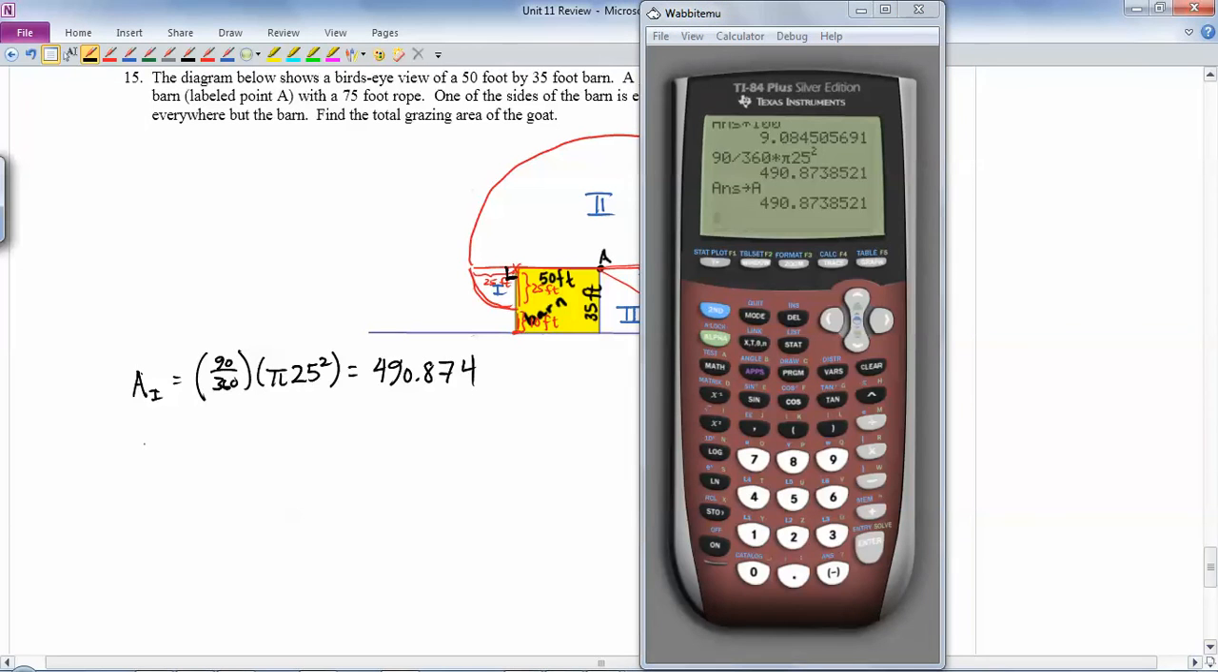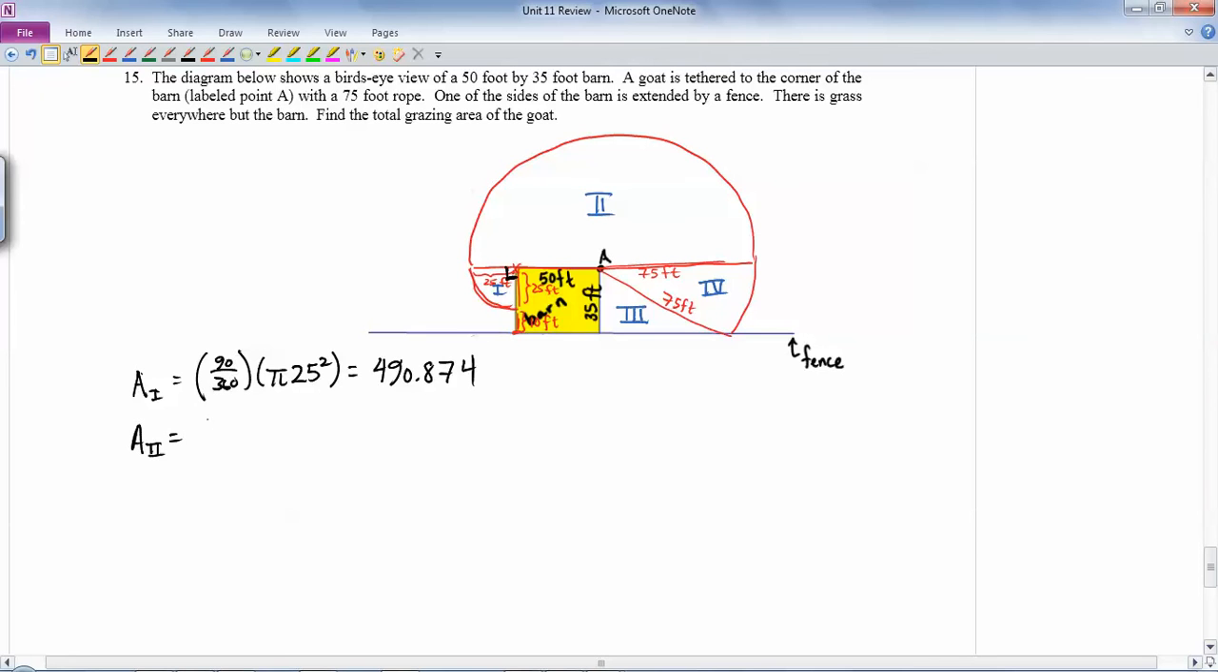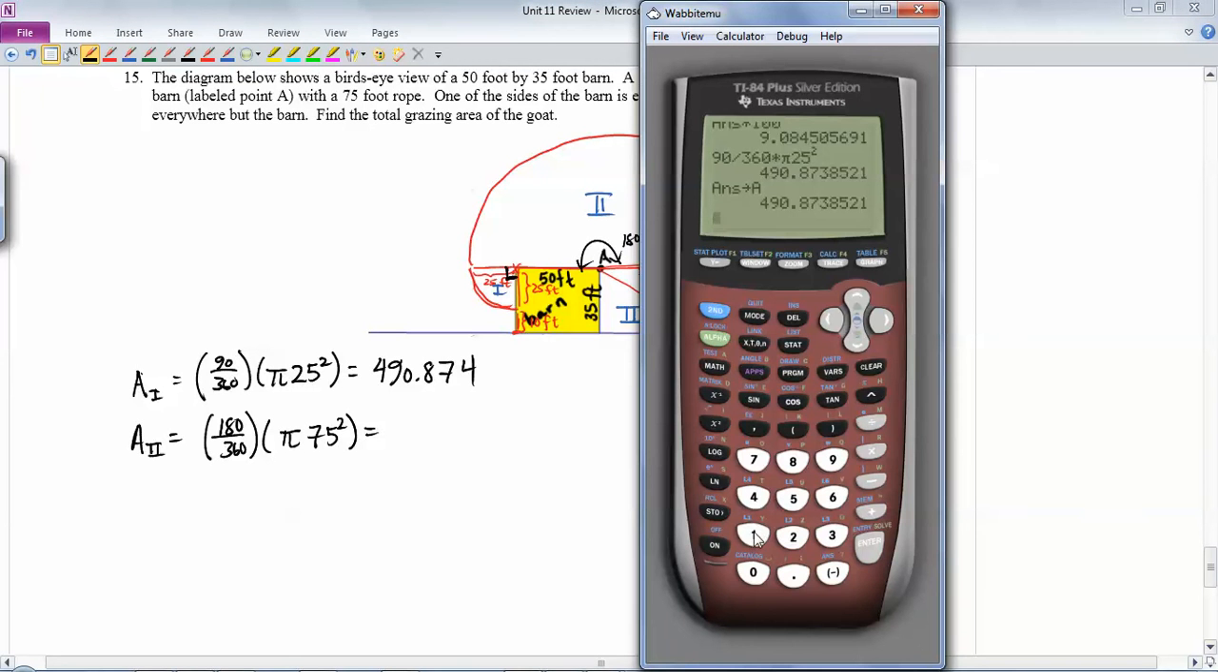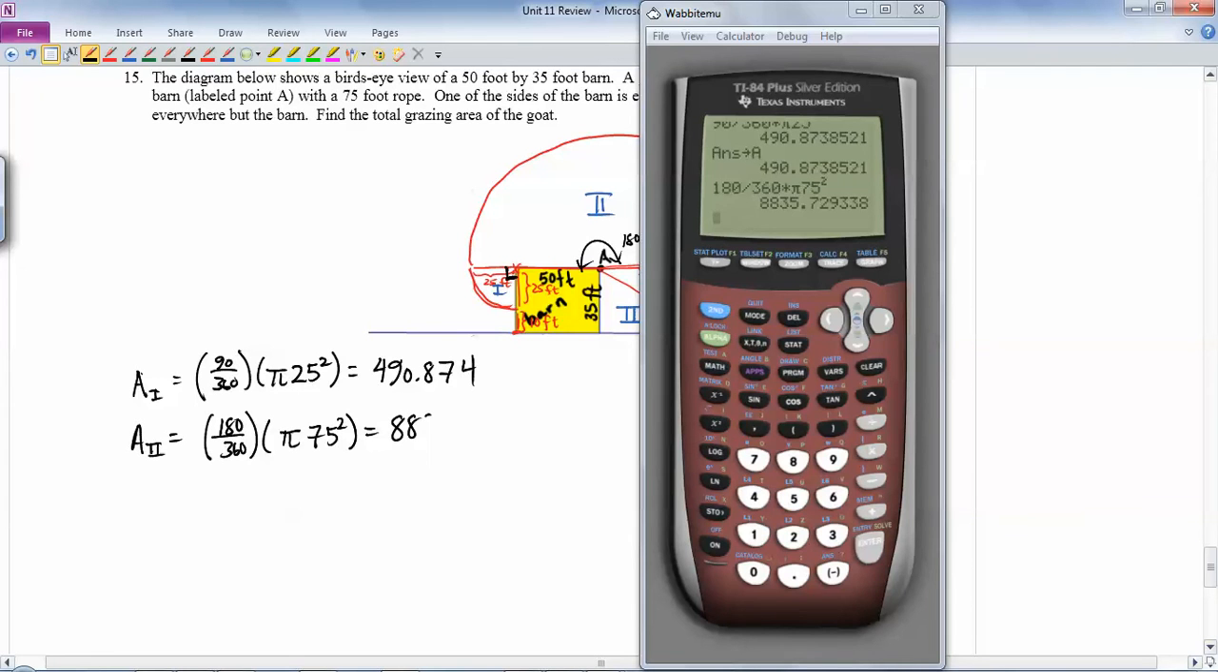Okay, so area 2, well, that's half a circle, or 180 over 360, because this is 180 degrees here. So times pi r squared, but in this case the r is 75. So let me plug that one in. 180 divided by 360 times pi 75 squared. So we get 8835.729-ish, and I'm going to store that as B. So remember, this one's A, this one's B.